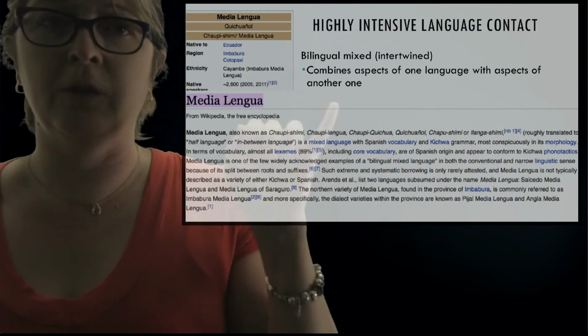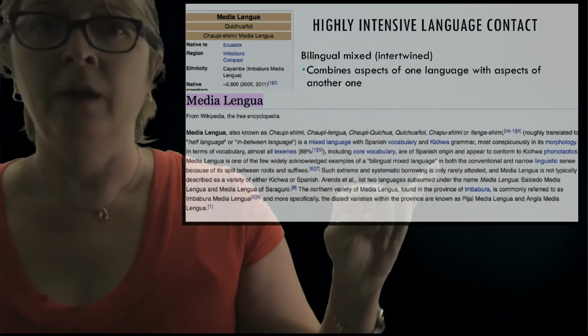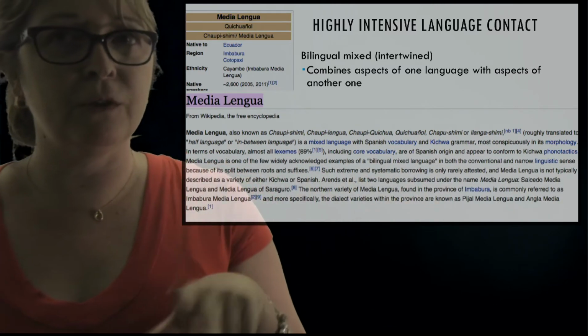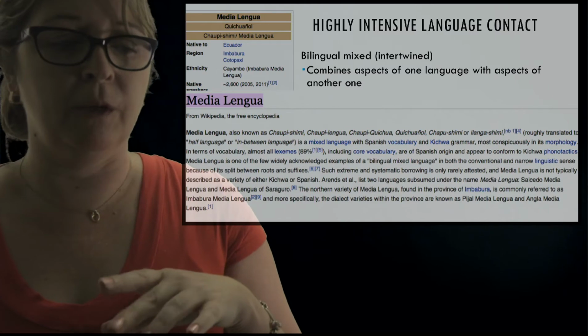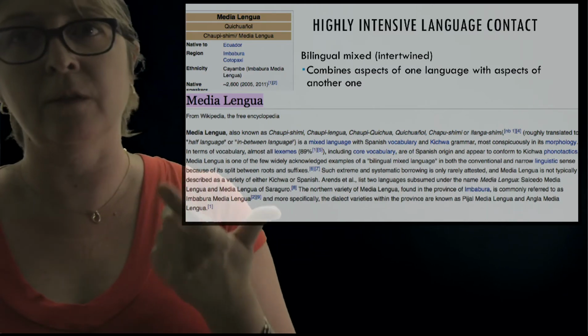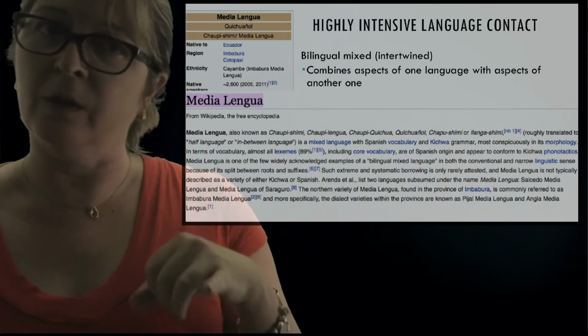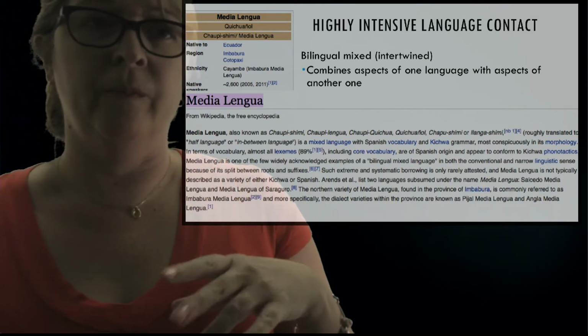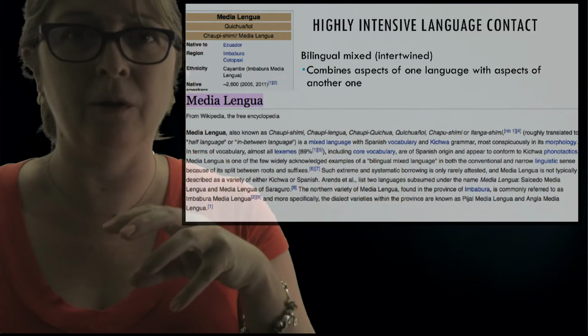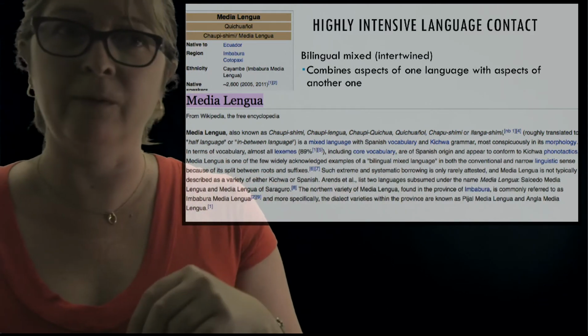It's a mixed language, Spanish vocabulary and Quechua grammar. There are different native languages in South America. One is Quechua. So the Quechua kept the grammar, and the Spanish put in the vocabulary.